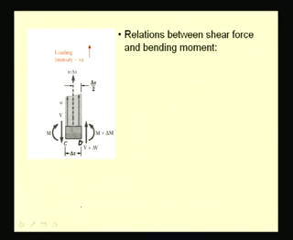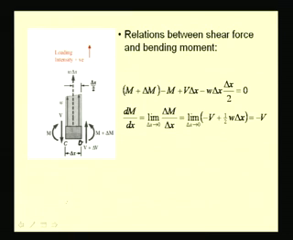Similarly, let us consider the bending moment and shear force relation. We have the moment M plus delta M, which is counterclockwise, and so a positive value, and a clockwise moment of M, which is negative, plus the moment due to this force V, which is V times delta x.